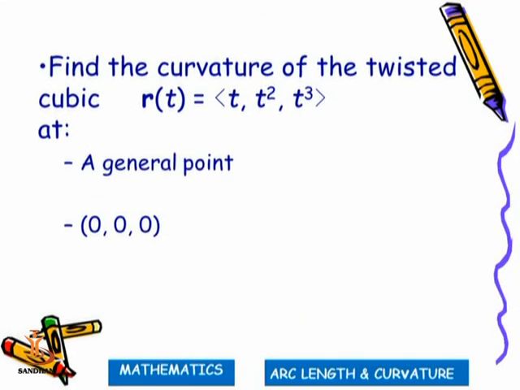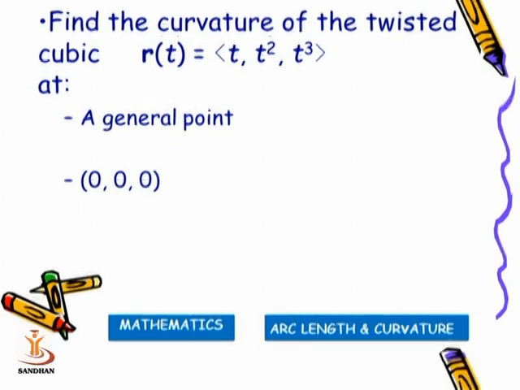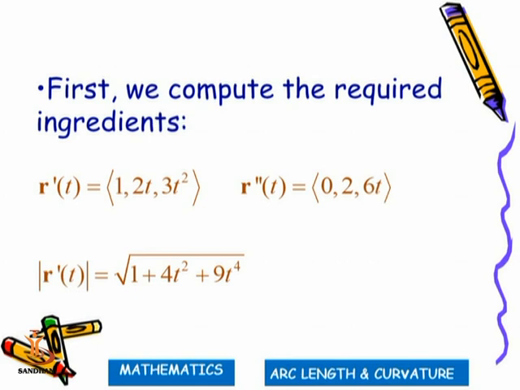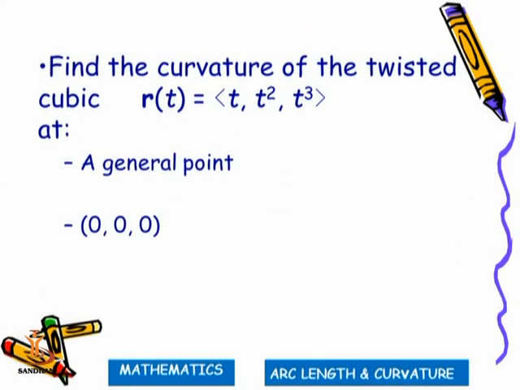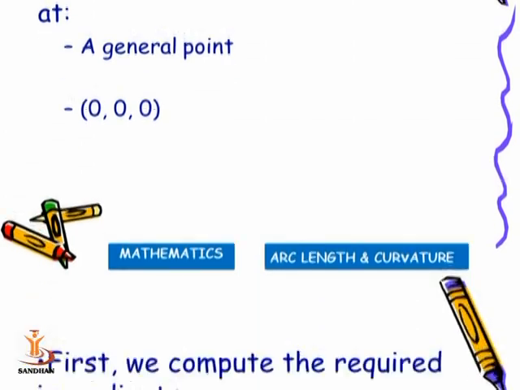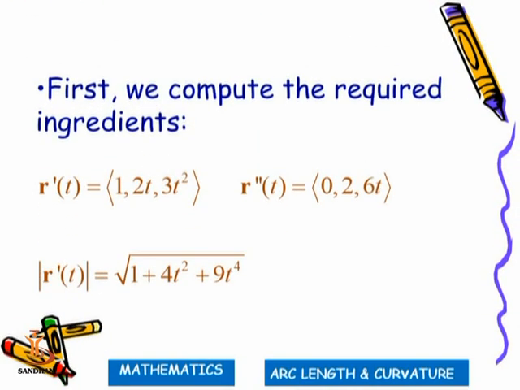Find the curvature of the twisted cubic r(t) = (t, t², t³) at the general point and at the origin (0, 0, 0). First we compute the required ingredients. What do we require in our formula? r dash and r double dash. So r dash, what is our r? t, t square and t cube. The derivative of t is 1, derivative of t square is 2t and derivative of t cube is 3t square.